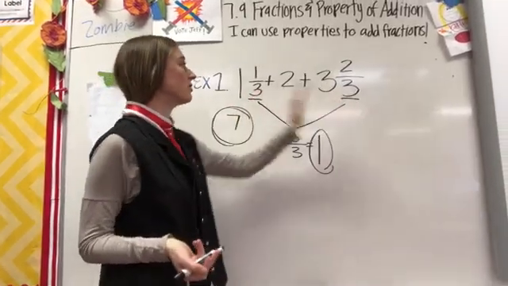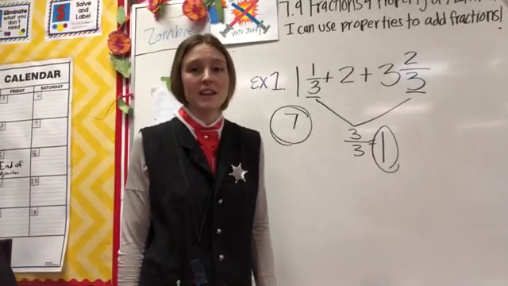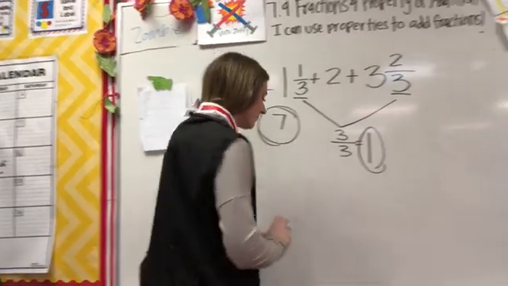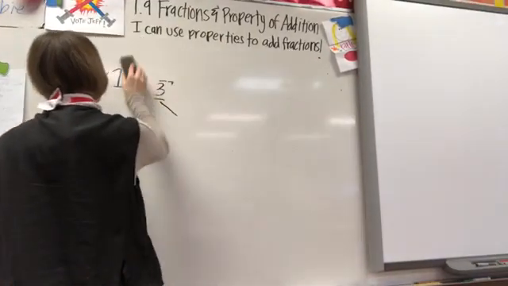All because we did associative. Rather than adding these and these, we just chose to add the fractions that would make most sense together. All right, let's try another one. That one was pretty simple because there was only two fractions to do.